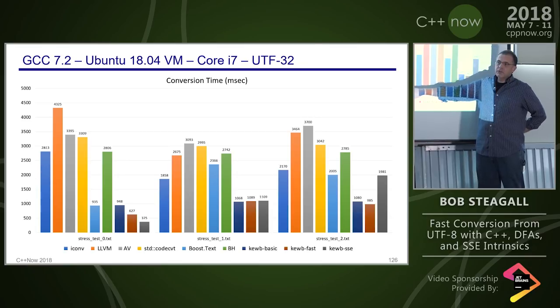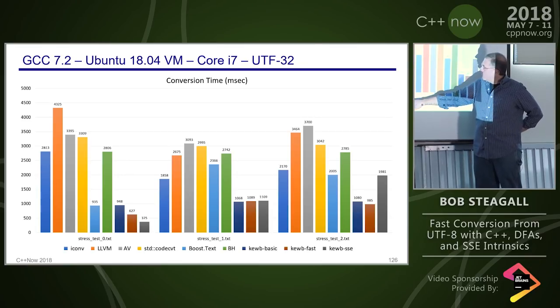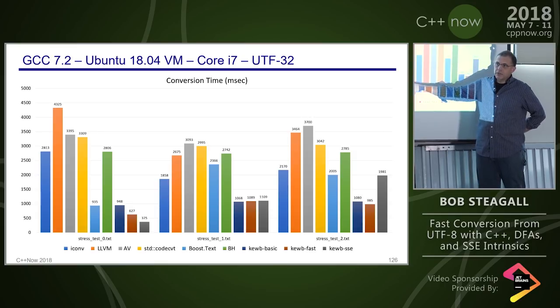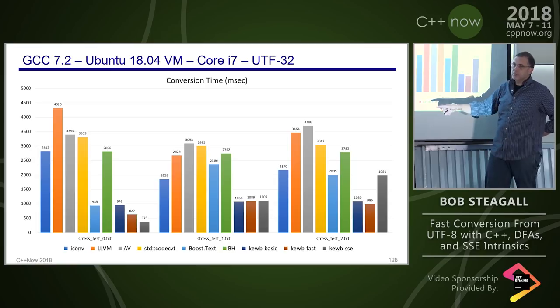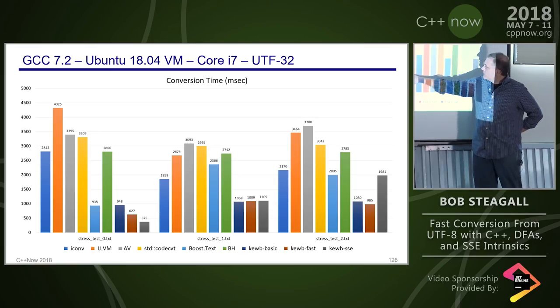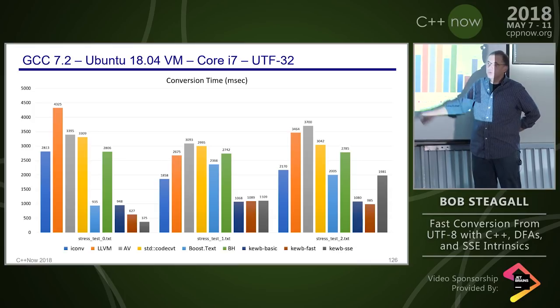Okay, so here's some interesting behavior, though, in stress test one. Remember, that was nothing but Chinese characters. So the basic approach is actually faster because it doesn't spend time checking for ASCII characters. Every character must be decoded by using the DFA. And this gives us sort of an idea of what the overhead is of checking for ASCII ahead of time. Looks like it's about 2%.